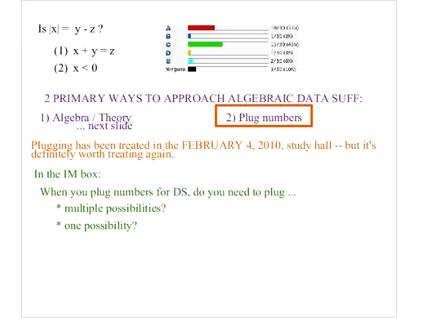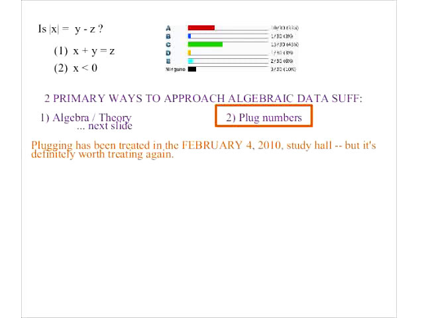Yeah, it looks like you guys definitely have this one. You need multiple possibilities, and let's talk about why. For some problems it's negative and positive, like this problem, for sure. But for other problems, it's basically just a whole bunch of different possibilities. So when you approach data sufficiency with plugging, the deal is that you need to plug in multiple diverse possibilities.